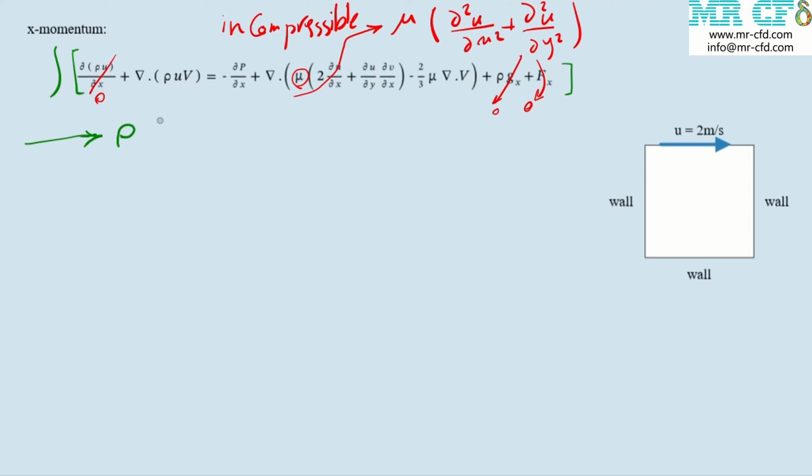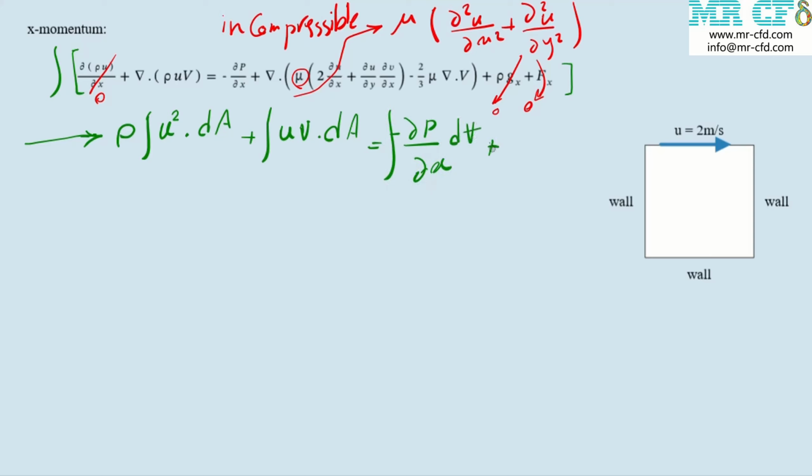The term with ρ becomes a common factor when integrating the square of u times the differential area, dA. We also consider the integral over the control volume of the velocity components, u times the velocity vector dot product with the differential area vector, dA. On the other side of the equation, we have the partial derivative of pressure with respect to x multiplied by the control volume plus mu times the integral of the second derivatives of u in both the x and y directions.